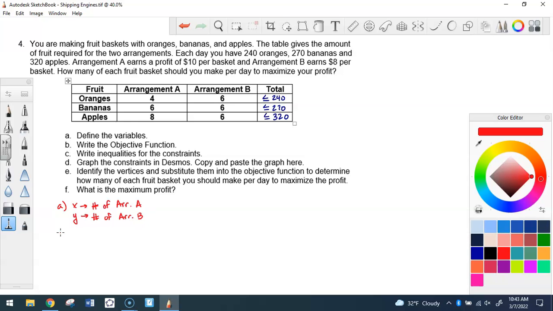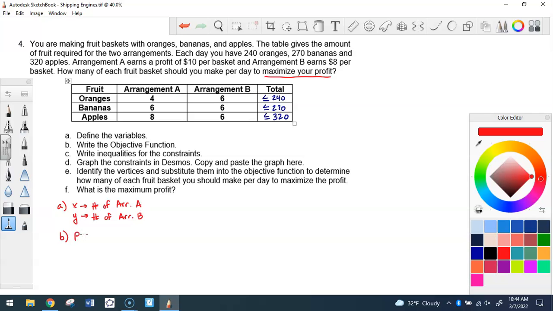B says to write the objective formula or the objective function. Remember, the objective function is going to tell you the profit. In this case, I think about, well, what is my objective? My objective is to maximize my profit. So the objective function is going to tell me how much profit I made under certain scenarios. So if I made a certain number of arrangement A and a certain number of arrangement B, how much profit would I make doing that combination of baskets?